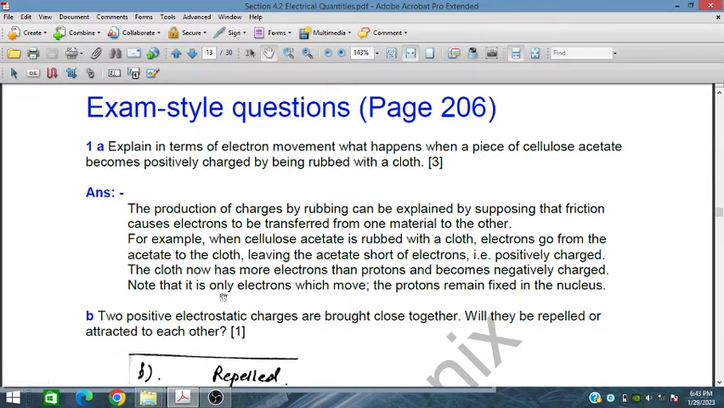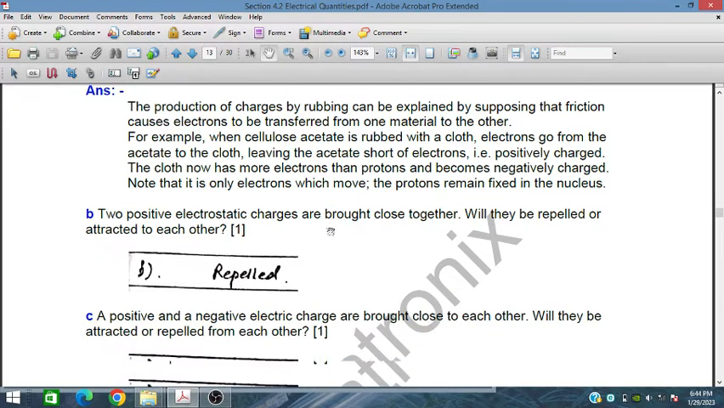Note that it is only electrons which move. The protons remain fixed in the nucleus. So this is the way that some materials become positively charged and others negatively charged. This movement of electrons causes some of the materials to become charged due to the friction. It all happens due to the friction because these are all insulating materials.